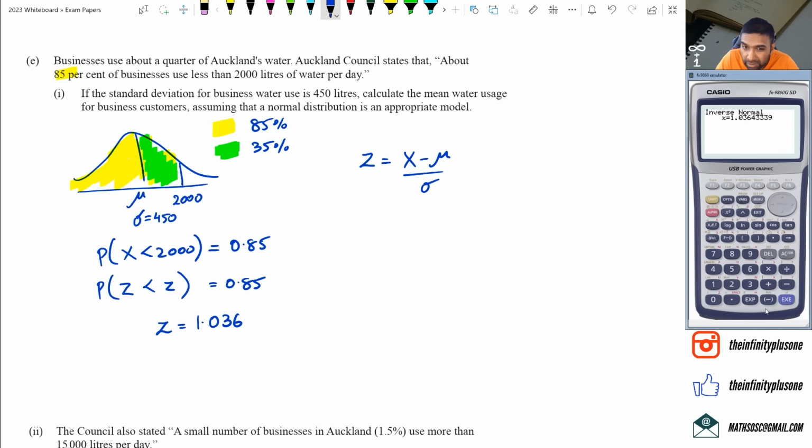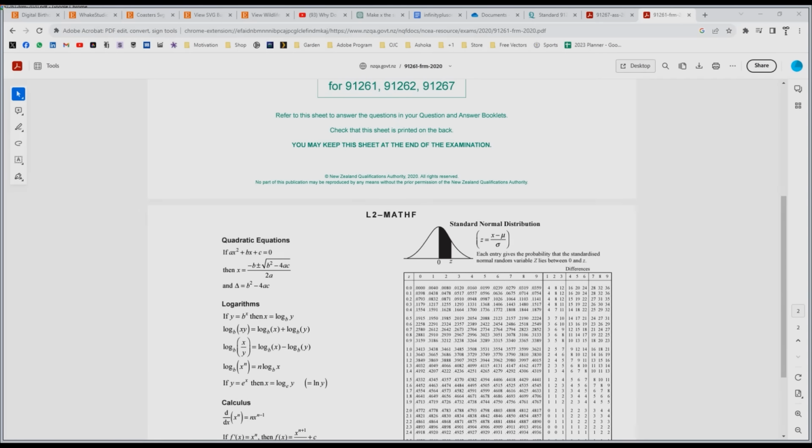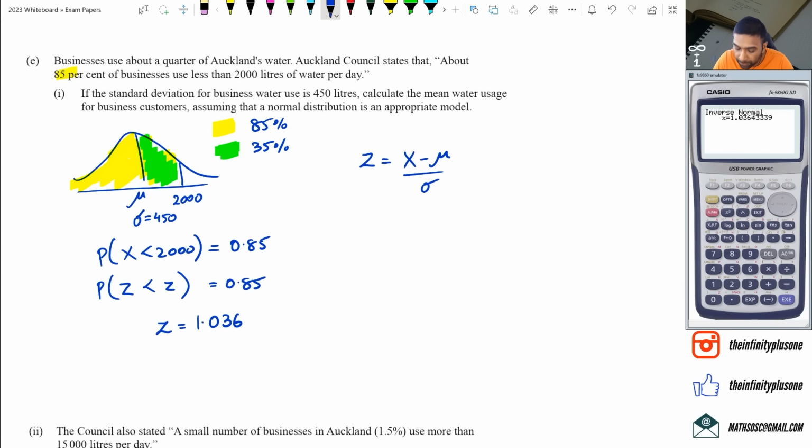So this is the formula that we're going to need, and I think this is given in your formula sheet. Level 2 formula sheet. I can't remember. I thought it was. Yes, it is. So if you guys have a look here, this formula is given in your formula sheet, so you should be able to use this formula. And we've got 1.036 is equal to 2,000 minus the mean divided by standard deviation, which is 450.